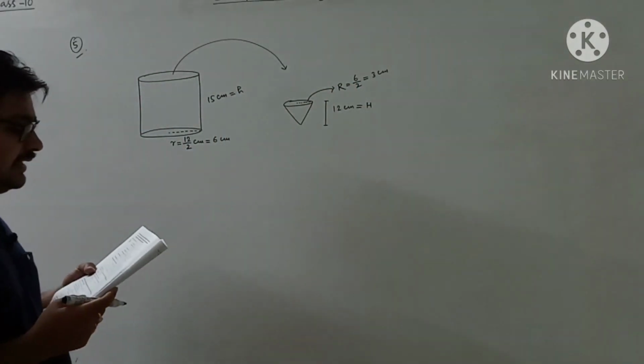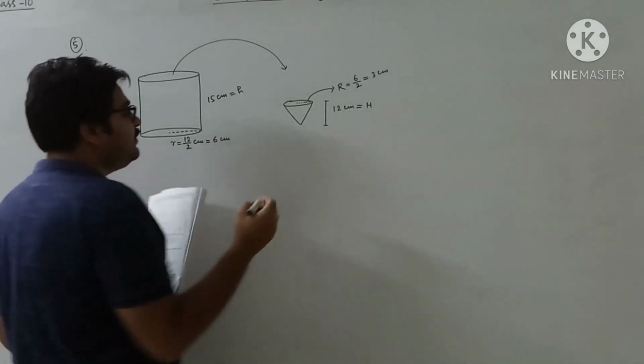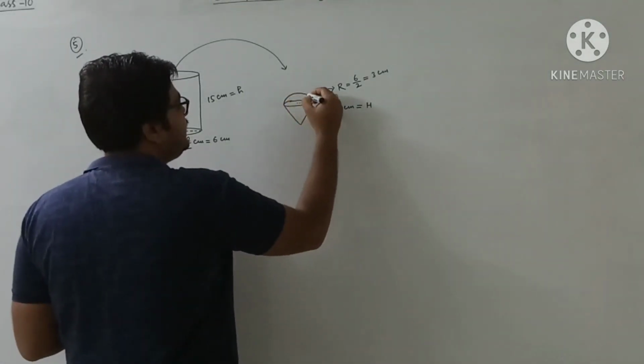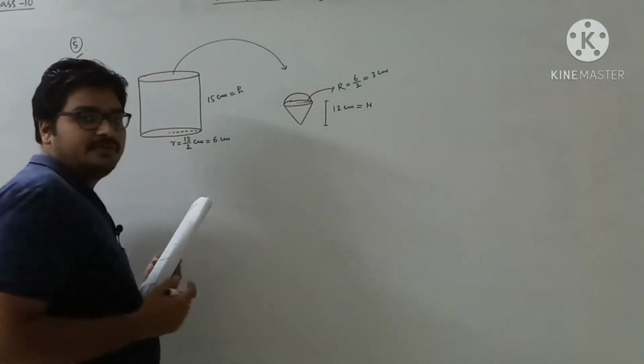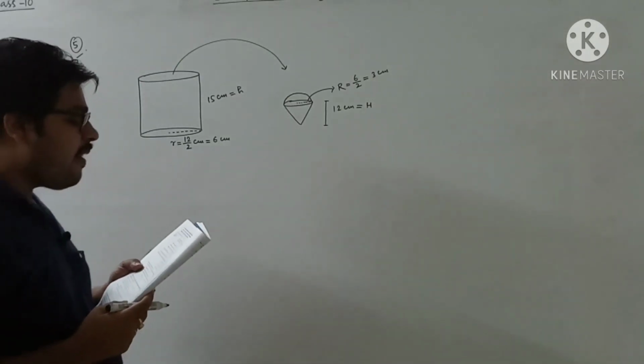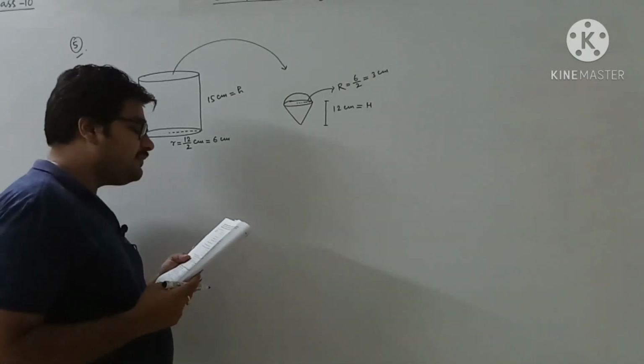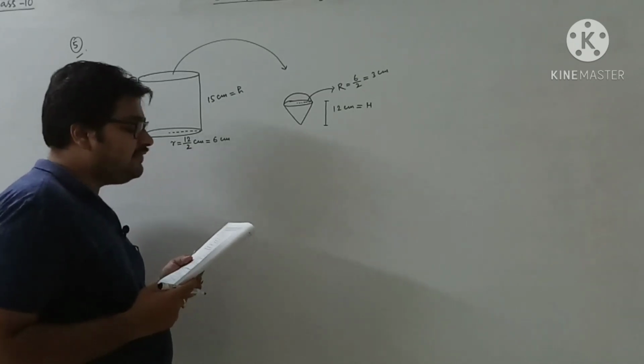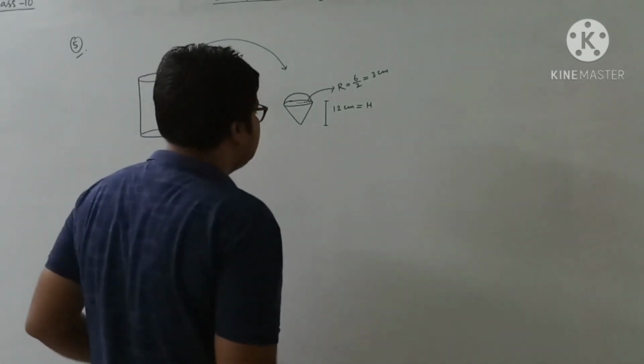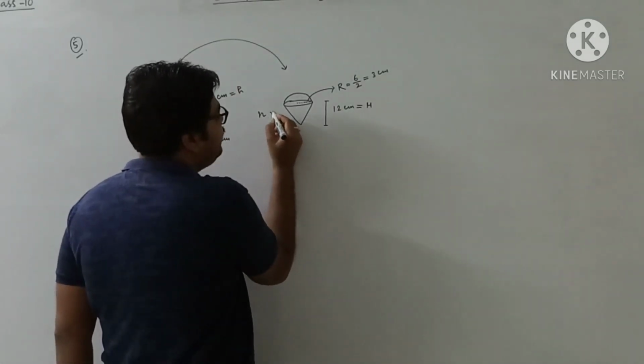Okay, next. It is also having a hemispherical shape on the top. Find the number of such cones which can be filled with the ice cream. So let us take like that n number of cones can be filled.